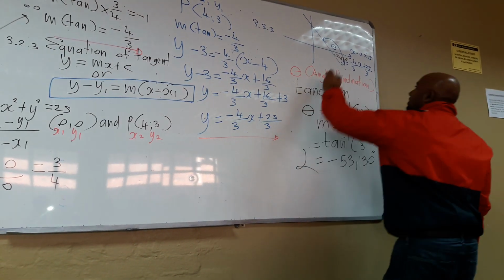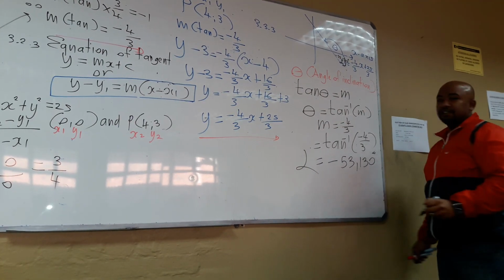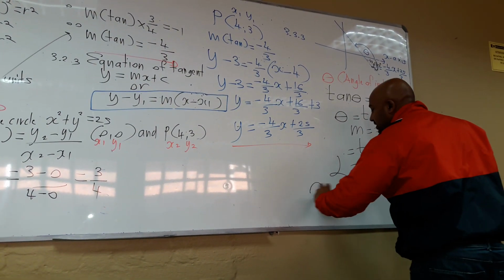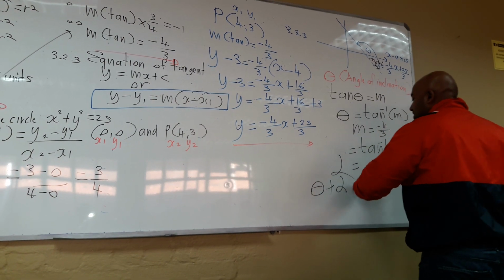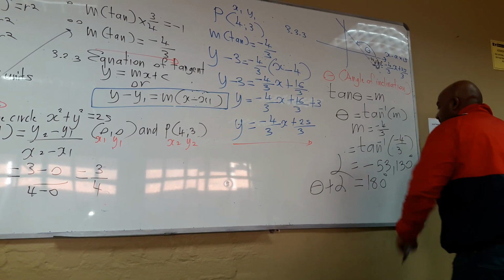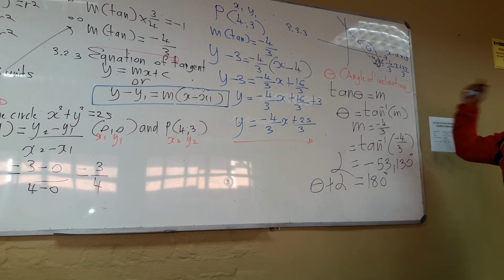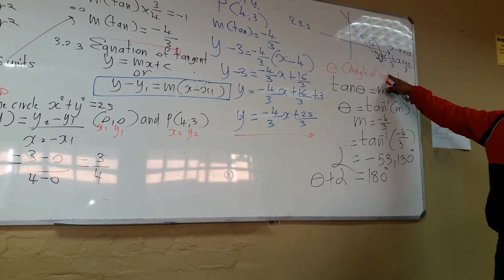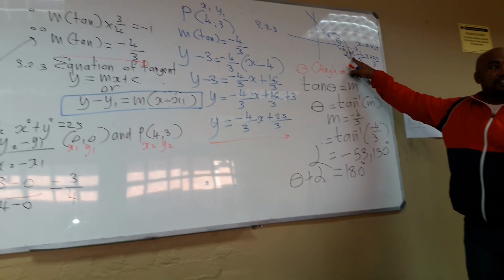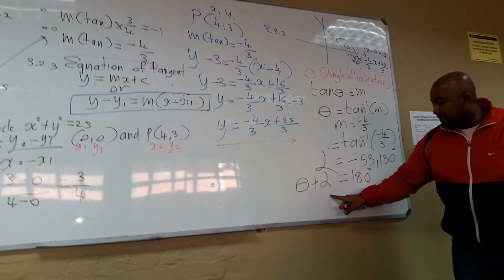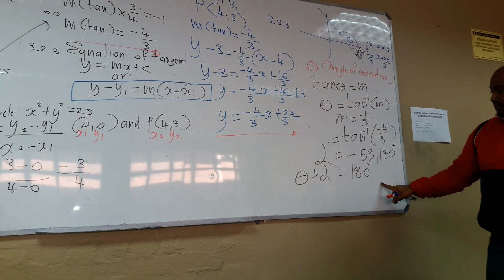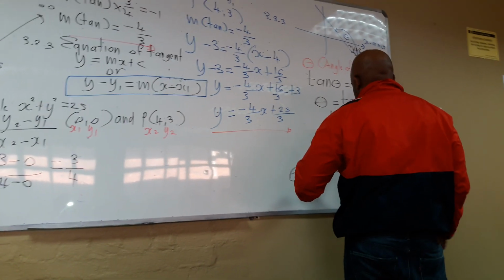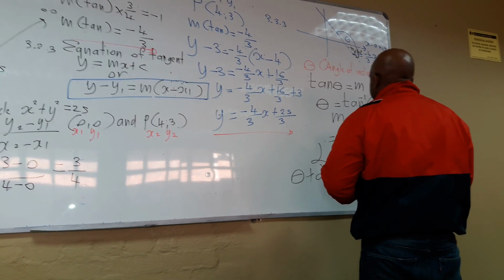So what are we saying? Let's call this one alpha. Alright. So we are saying theta plus alpha is equal to 180 degrees because we decided to just use the negative. We decided to use a negative on the calculator. This is not the angle of inclination. So theta plus alpha is equal to 180 degrees. What is alpha? 126.